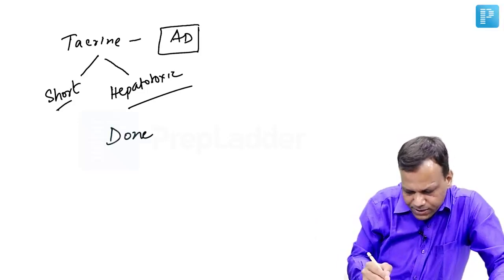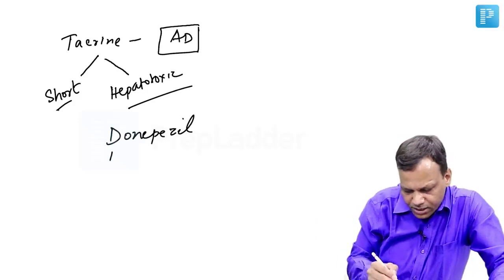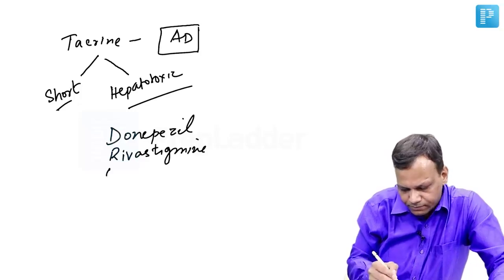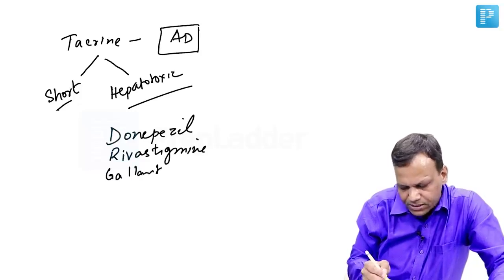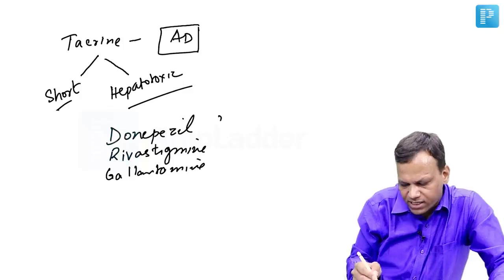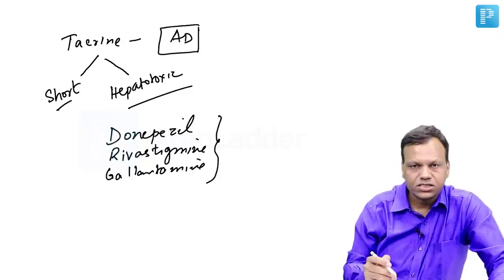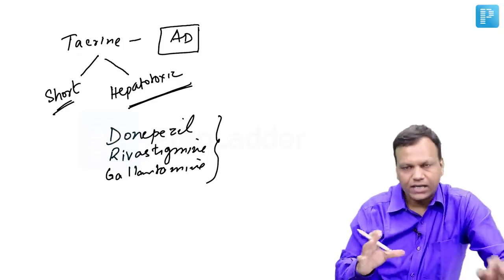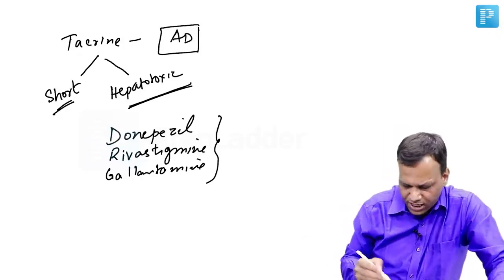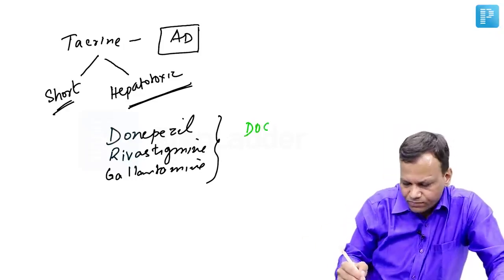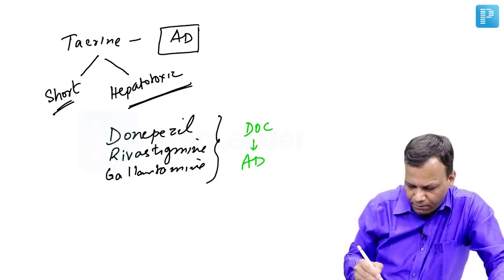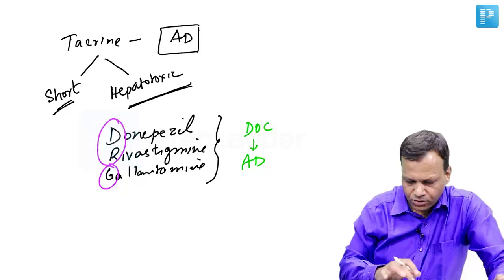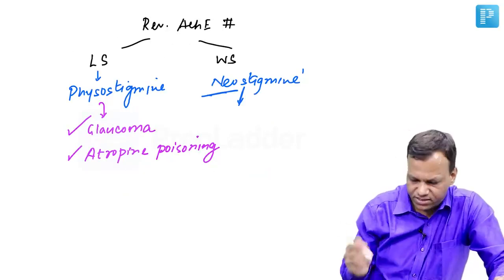They are donepezil, rivastigmine, and galantamine. These are also lipid soluble acetylcholinesterase inhibitors, but they do not cause hepatotoxicity, they are not short acting, they are long acting, and they do not cause much side effects. So these are the drugs of choice for Alzheimer's disease. They increase the memory, and you can remember from my name, they are called Dr. Govind drugs. Okay, so these are the lipid soluble acetylcholinesterase inhibitors.